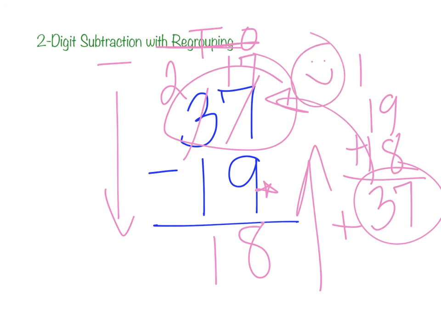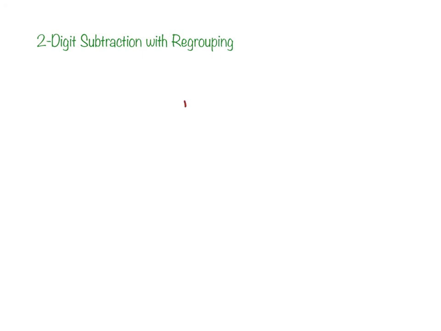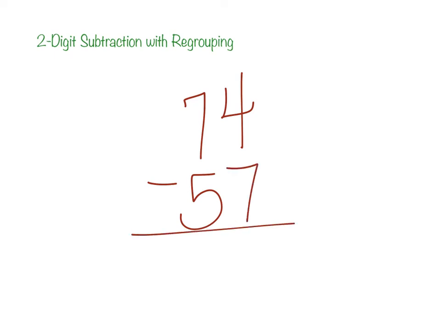Perfect. Let's try one last one. Okay, let's do 74 minus 57. Okay, so let's look. What should we do first? Excellent. Let's label. We have our 1s and our 10s. Where do I start? Good, 1s place. 4 minus 7. Up, let's do our rhyme.